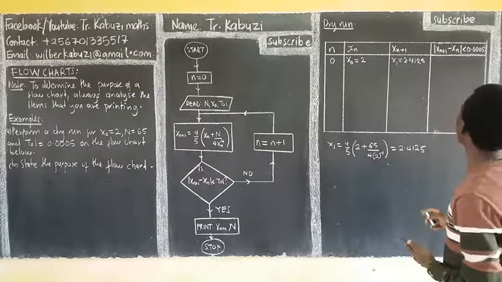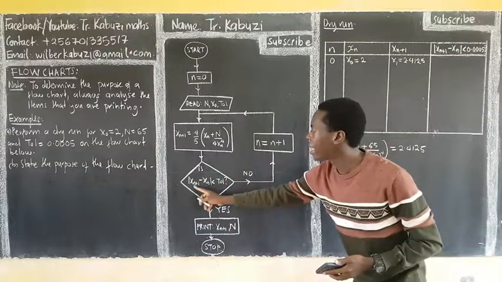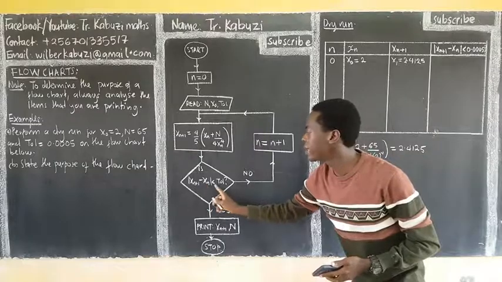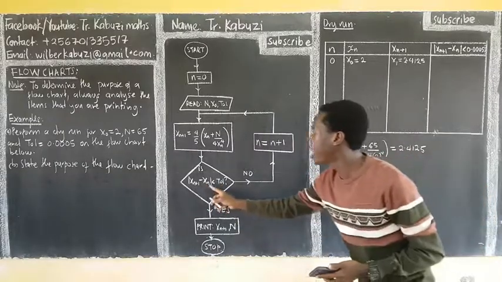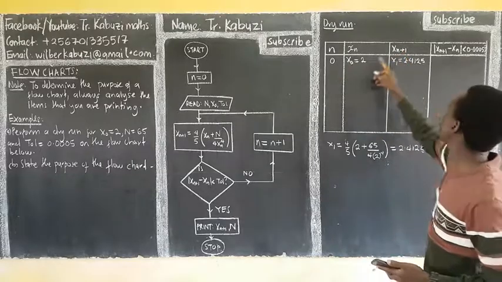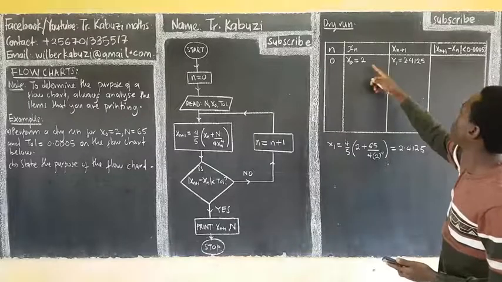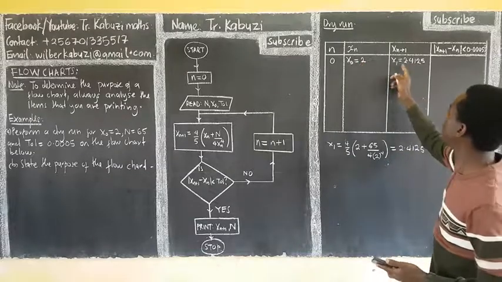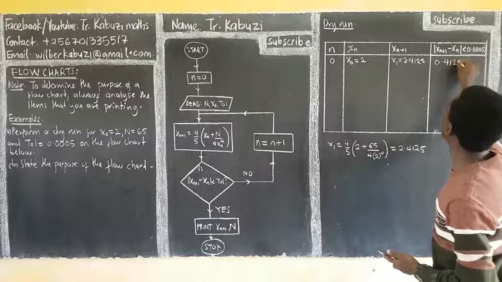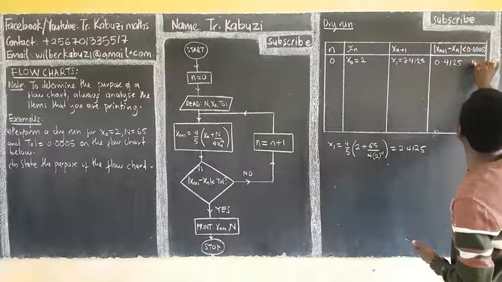So now, after getting that value, we need to know: they are asking us, is x1 minus x naught less than the tolerance? Because now this is our xn and this is our x(n+1). When you subtract them, is the error you are getting less than the tolerance? When you subtract this from this, we get 0.4125. That is the total we are getting, and the answer here is no.